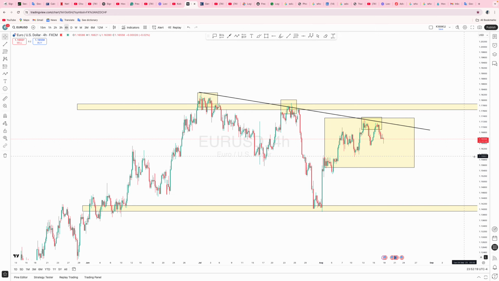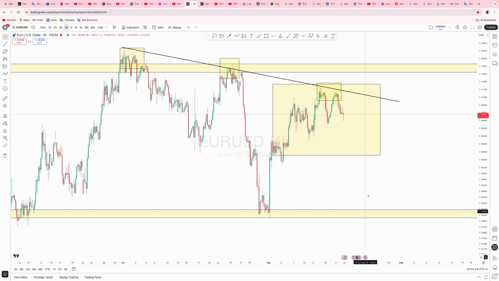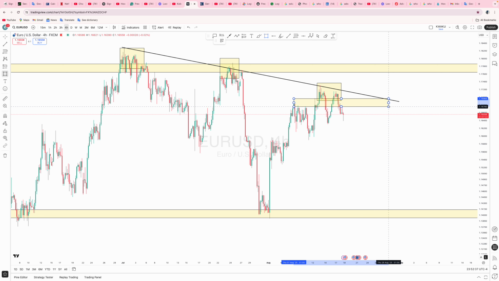So I'm interested in selling Euro USD. How am I going to sell? Now, let's see if price will respect this trend line. If price will respect this trend line, that's how I'm waiting for price to behave. If I will sell, I'm waiting patiently for price to respect this resistance as resistance.